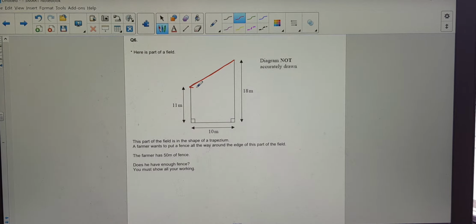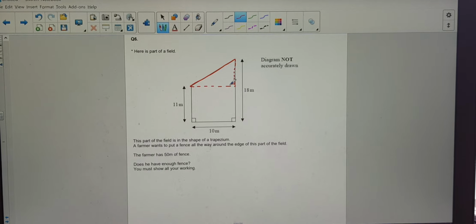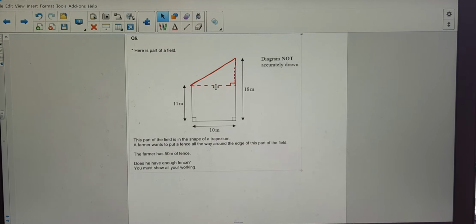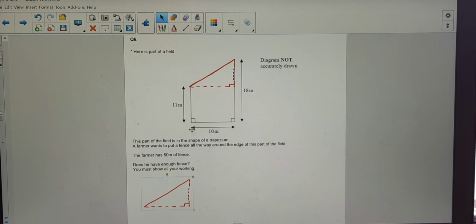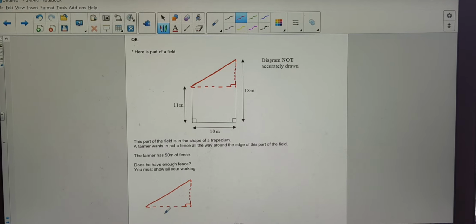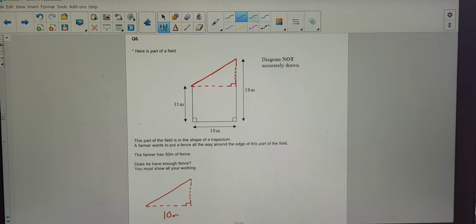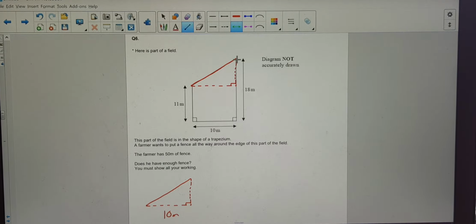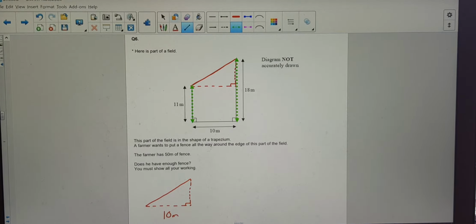Well, if I draw along here and up here, we can see that I can make a right angle triangle. So hopefully it will let me take all of that. It does. Okay, and now what do I know about these things? Well, what I know is that this length across the bottom is 10 meters. So let's label that. That's 10 meters. I know that all of this length here is 18 meters, and this length here is 11 meters.